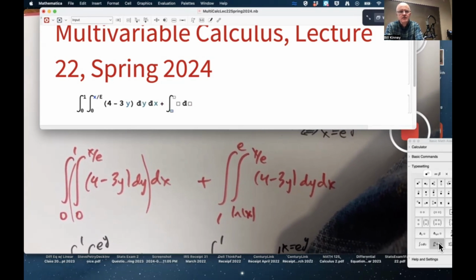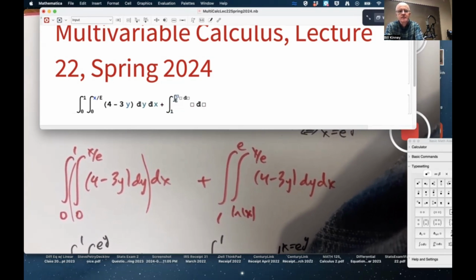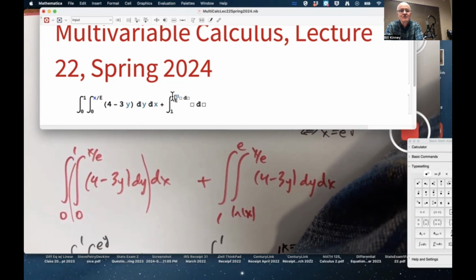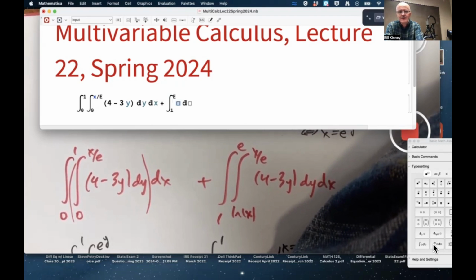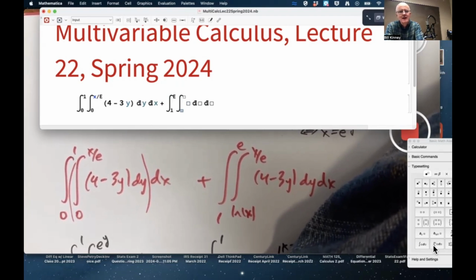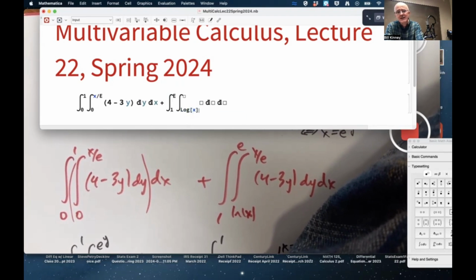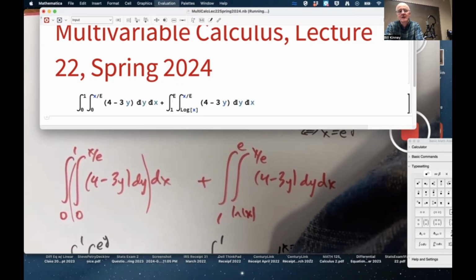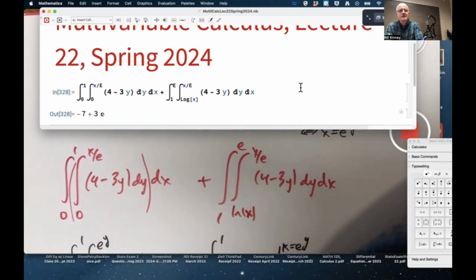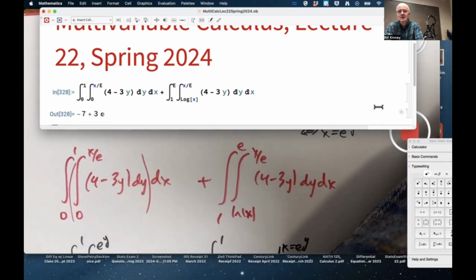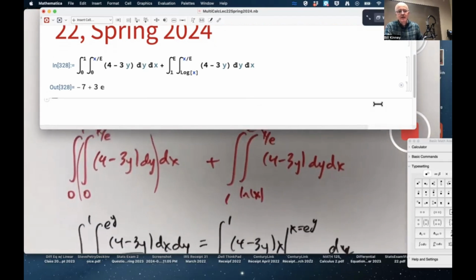Don't forget the second integral for this first one. Oops. I don't think I hit that button again. ln of x in Mathematica is actually Log. More Mathematica stuff here. 3e minus 7. Did you get that for the answer? The other one should be the same final answer.